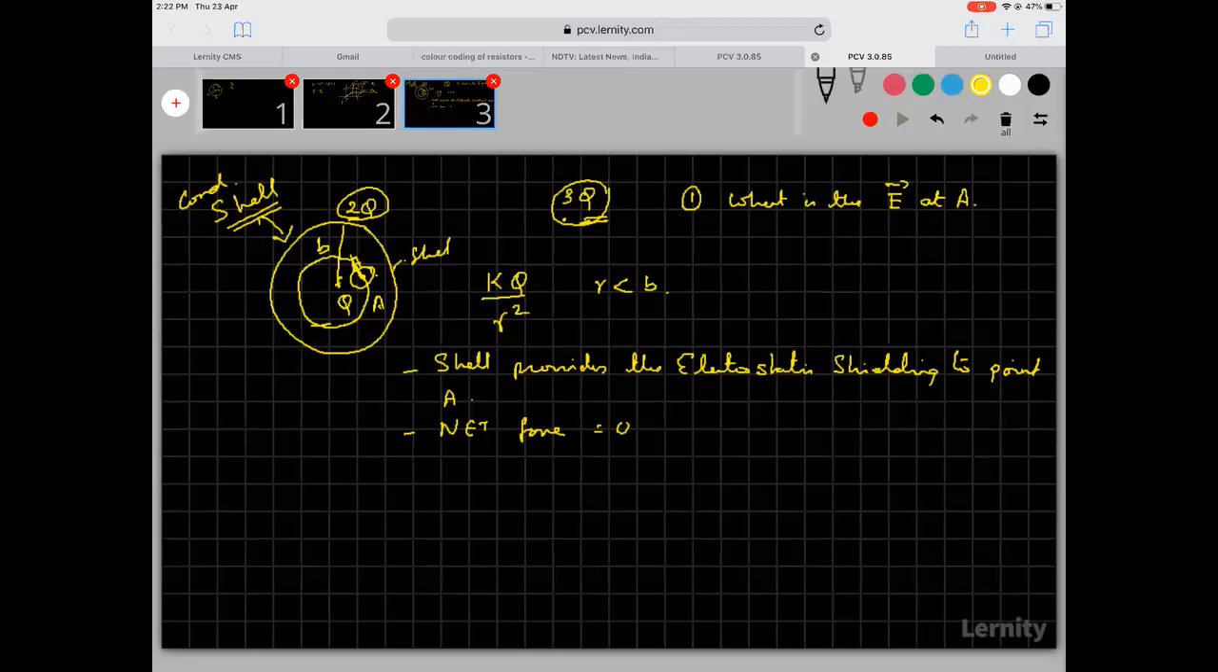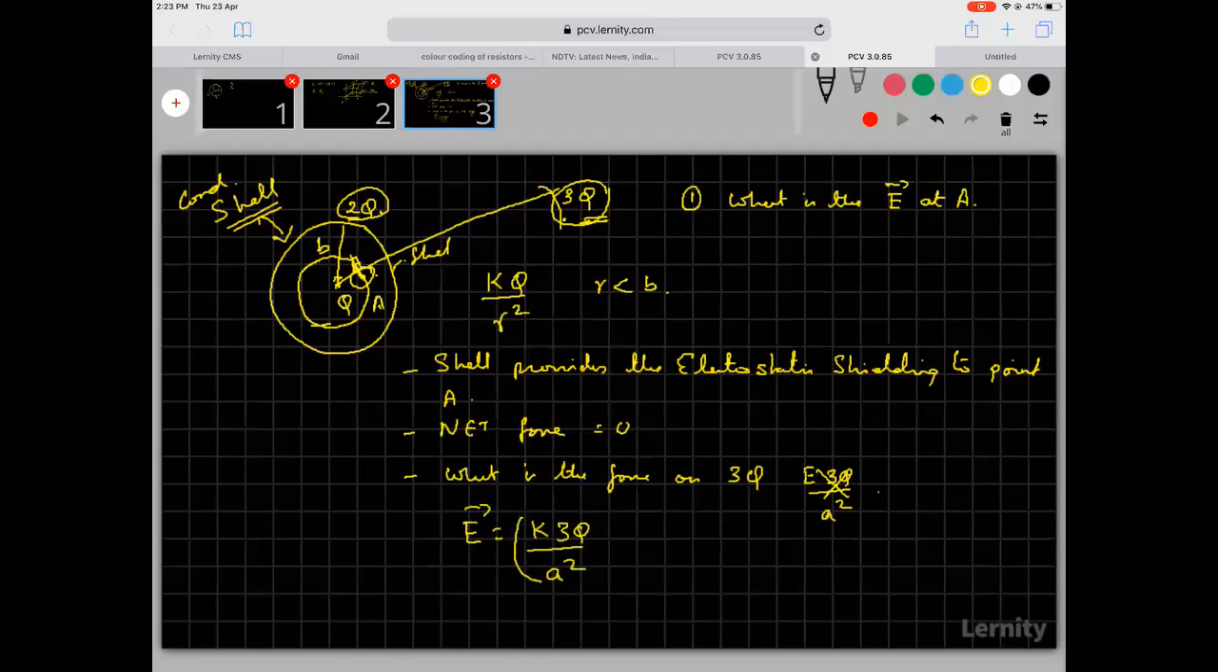Next question, what is the force on 3Q? Now it's very simple. So first I draw a Gaussian surface. The total charge inside is 2Q and Q, 3Q. So the electric field there at 3Q is K 3Q by A squared, where the distance from here to here is A. This is the electric field. Electric field is equal to K 3Q by A squared.